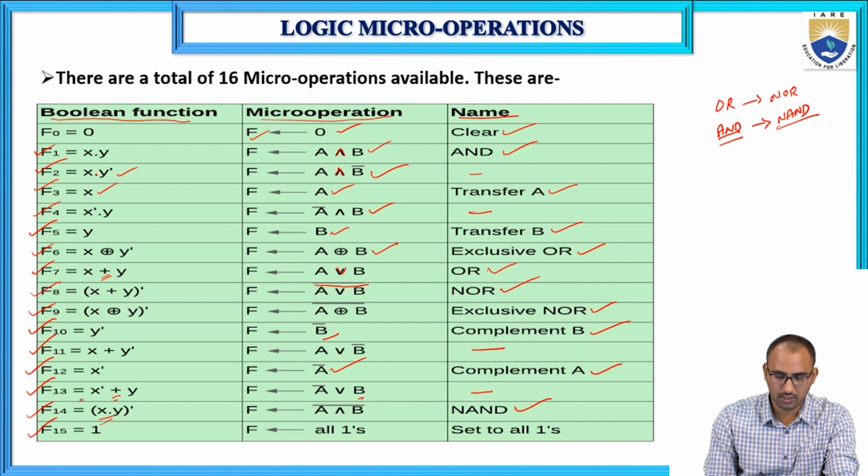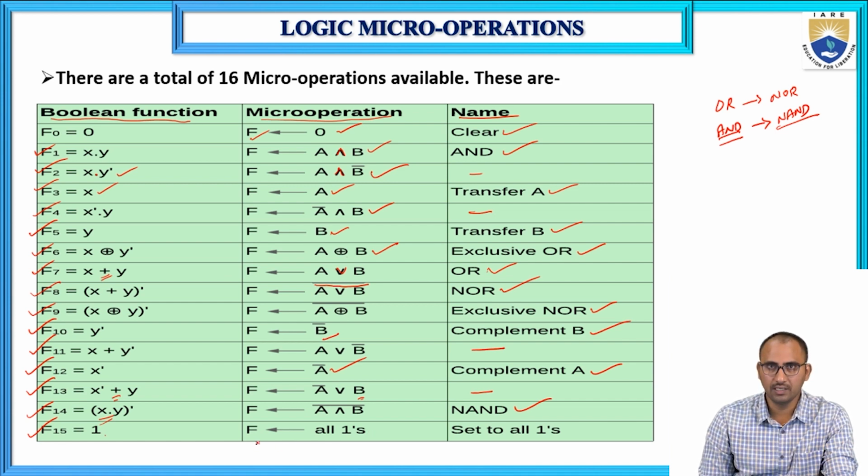The last function is F15, which is equal to 1. So all ones to F. That means we are transferring all ones to the register F. So set to all ones. These are all the different 16 logic micro operations.